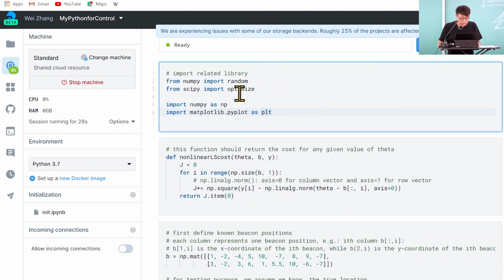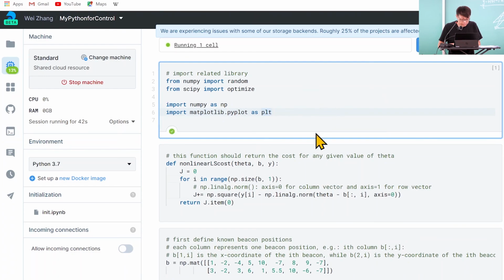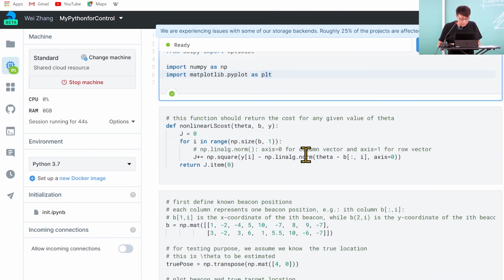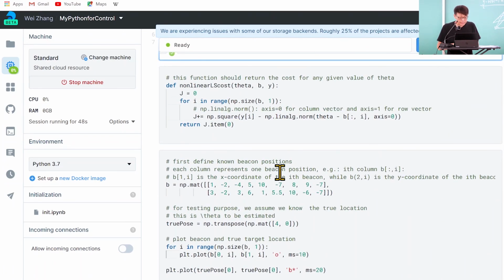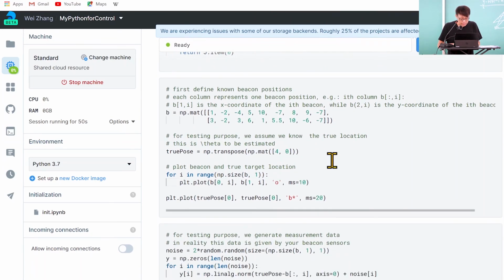So all I import is numpy, import random. I import some plot functions. Okay, I run it. Control enter. The packages are loaded. What I'm doing is exactly the... let's look at this part first.